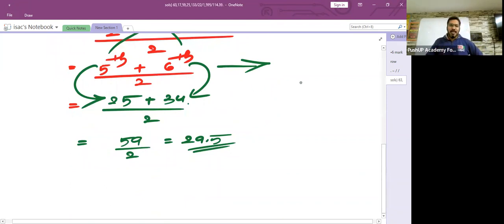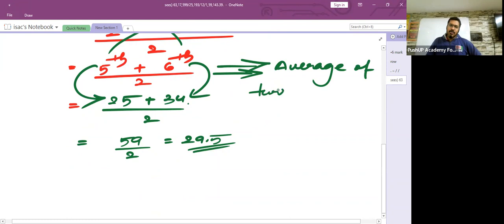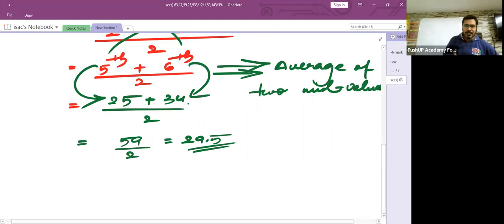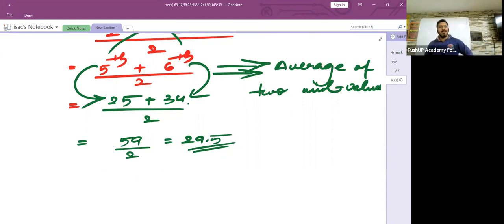You know what is the meaning of this? What is the mathematical meaning of this? Fifth term plus sixth term whole divided by 2. You are just finding the average of the two middle terms or the two mid values. Don't you agree with this? If I say you are simply finding the average of the two mid values. Makes sense, no children?